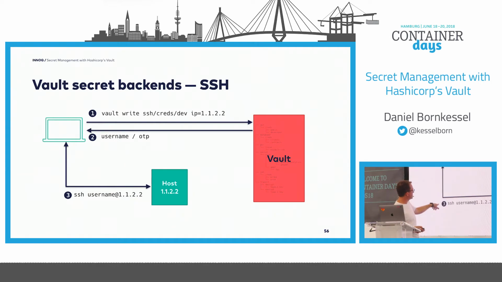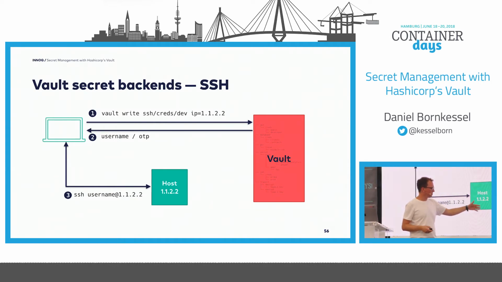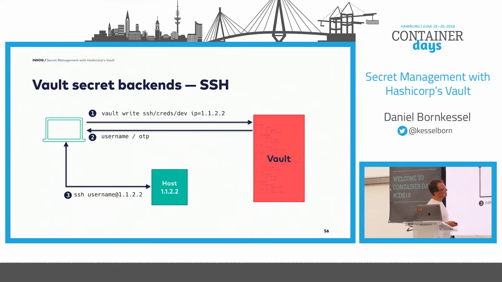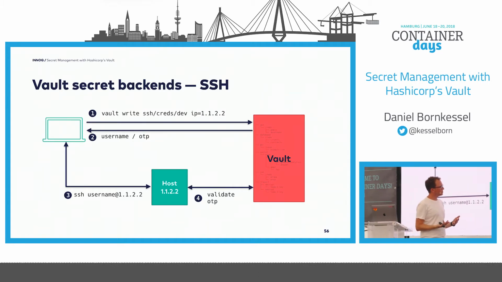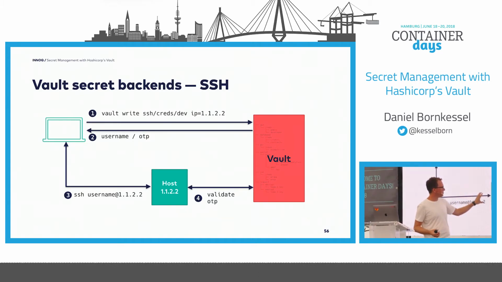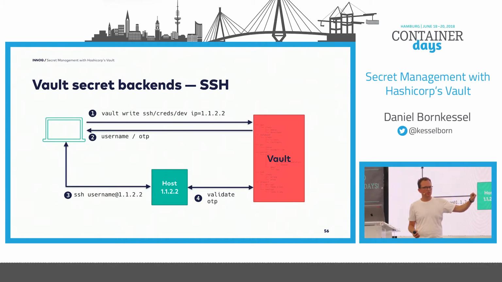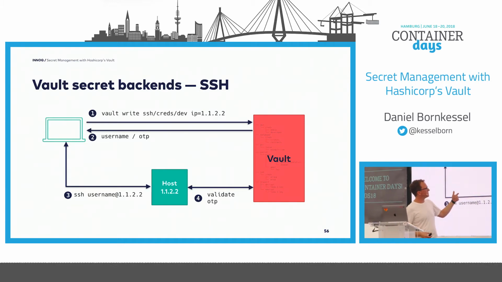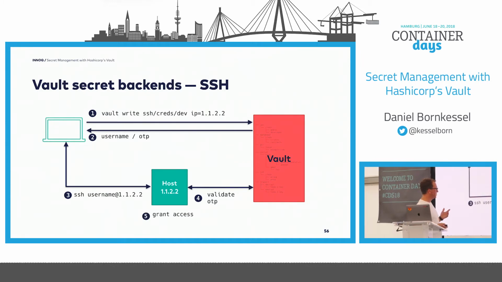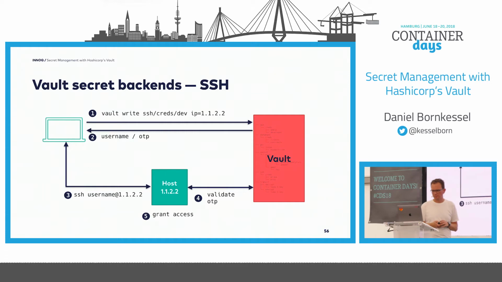With this username and one-time password, you connect to the host, but of course, with plain SSH, the host now wouldn't know whether this is valid or not. So on the host, there's a small agent which talks to Vault. It takes the username and the password and the IP and verifies with Vault that this one-time password has been created for this instance, and if the case, it grants access to the host.